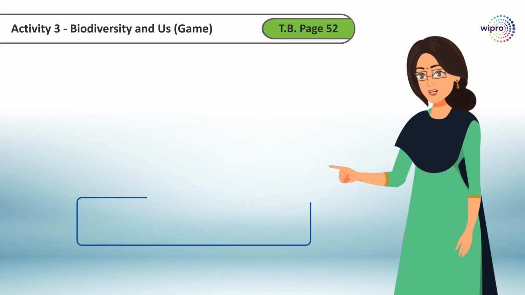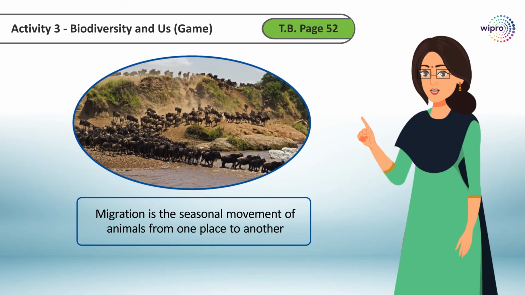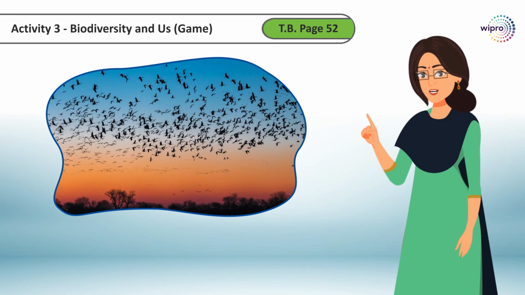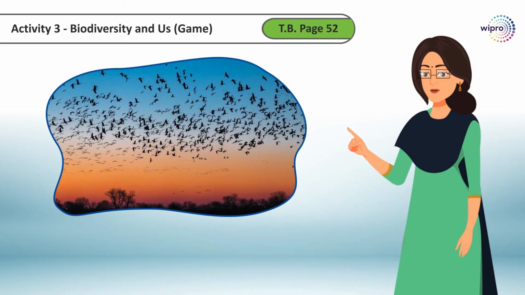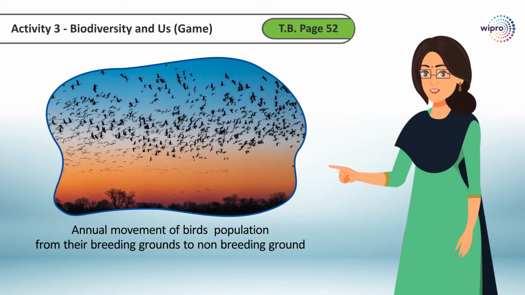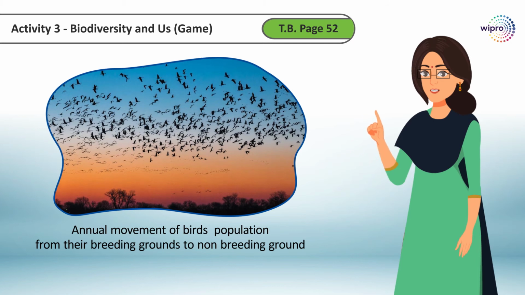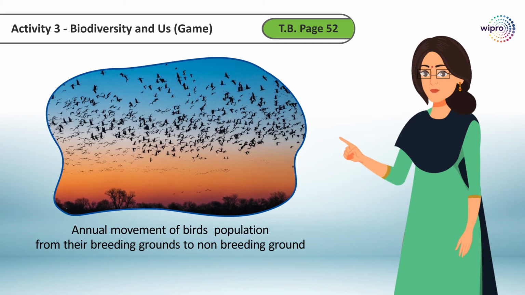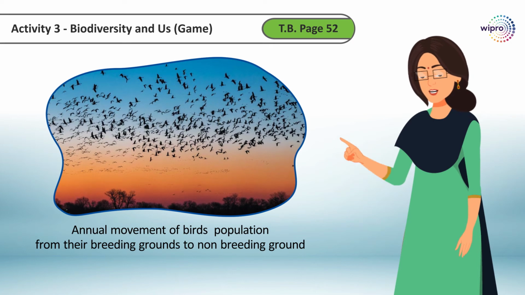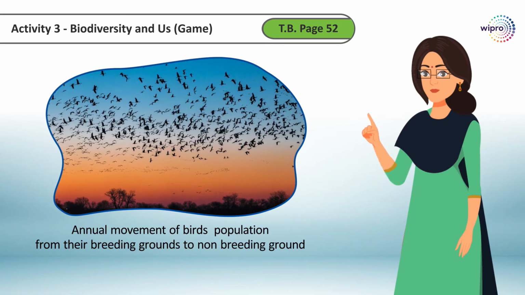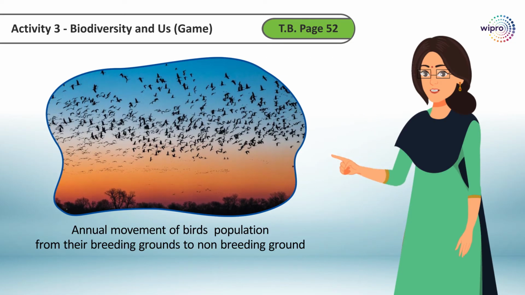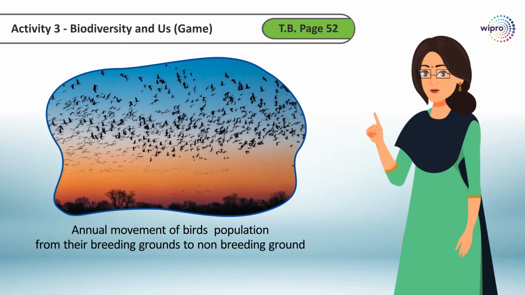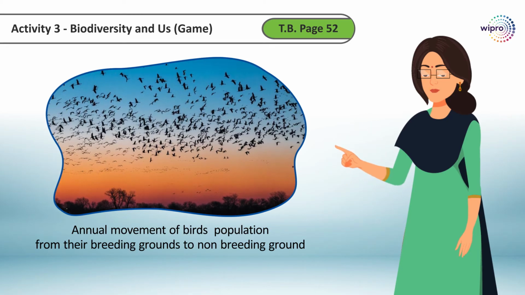Did you know migration is the seasonal movement of animals from one place to another? Bird migration is one of nature's great wonders. It is the annual movement of all or part of the population from their breeding grounds, place where they reproduce, to non-breeding grounds in search of food. Migratory birds typically travel from regions of extreme climate to regions of moderate climates and back.